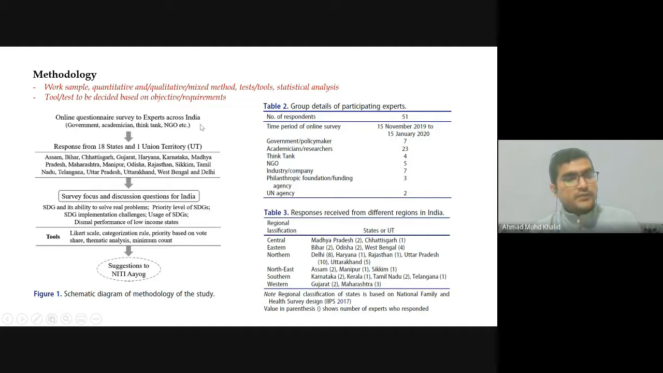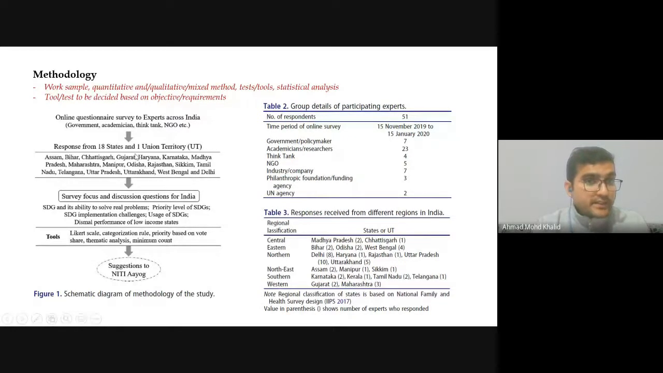So to find out the status of SDGs in India, what experts think in India, and what the future is for SDGs in India, the author conducted an online questionnaire survey of experts across India. And who are these experts? He provides that the experts included government officials, academicians, think tanks, NGOs, and other parties.